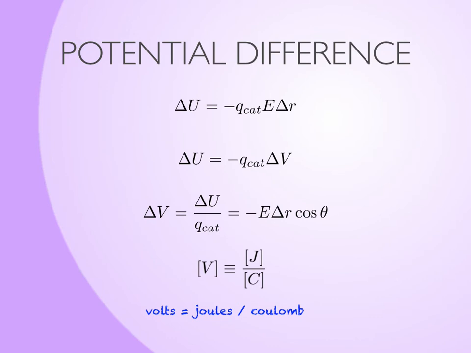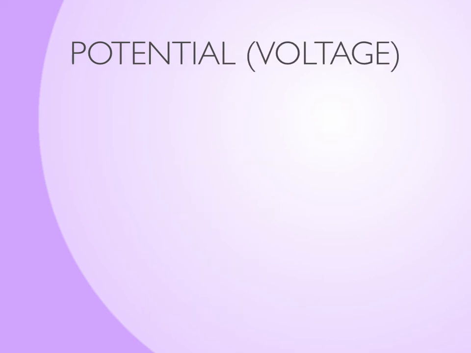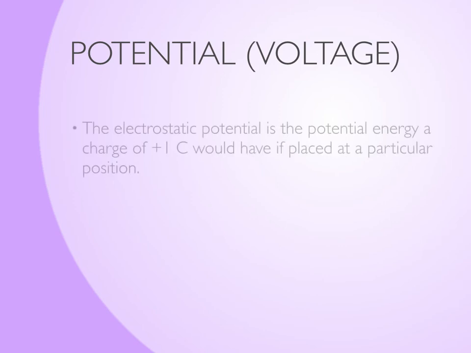And this is how you actually know potential more commonly. A lot of people, instead of calling it a potential difference or a change in potential, will call it voltage. The electrostatic potential is the potential energy a charge of 1 coulomb would have if placed at a particular position, and the change in potential is the change in potential energy it would have if moved through a particular distance. So for instance, if I drop by 10 volts and I have 1 coulomb and I take it through that change of 10 volts, it's going to change its potential energy by 10 joules.